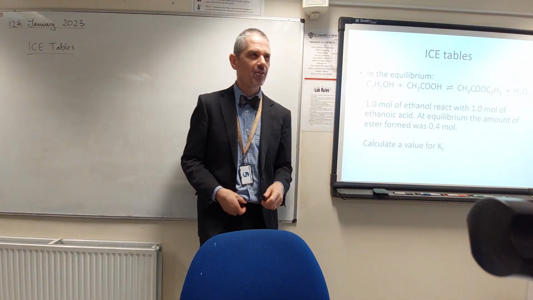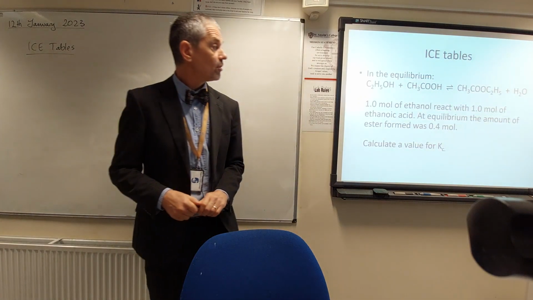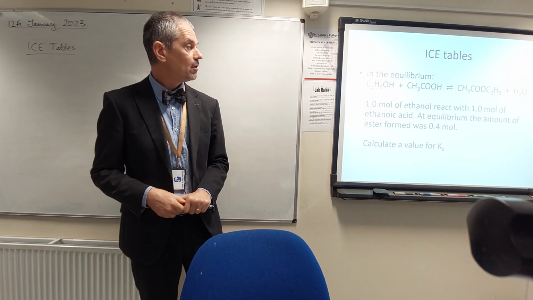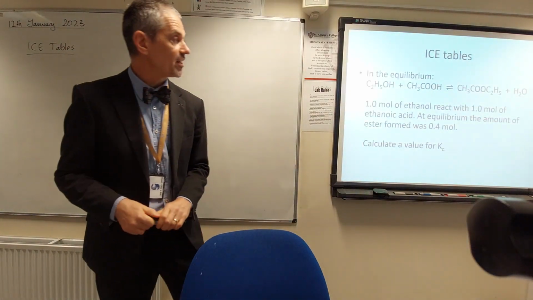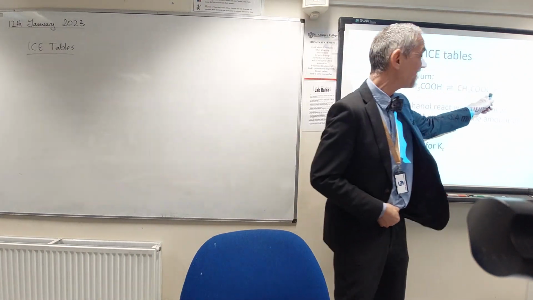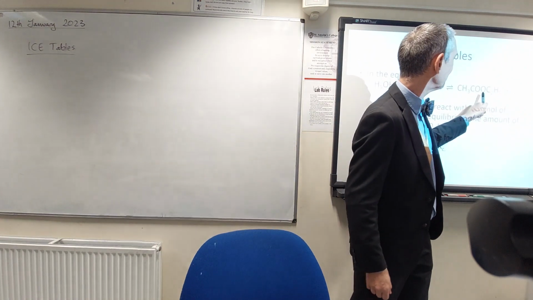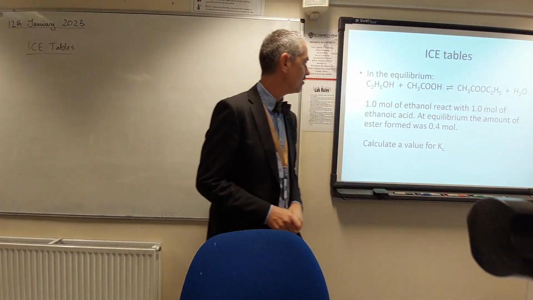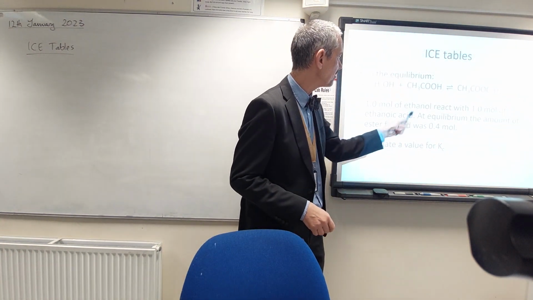Okay, so let's have a look at a fairly straightforward question. 1 mole of ethanol reacts with 1 mole of ethanoic acid. So ethanol, ethanoic acid, we're making an ester in case you've forgotten your chemistry there, and water. Alcohol, acid, ester, water. At equilibrium, the amount of ester formed was 0.4 moles.